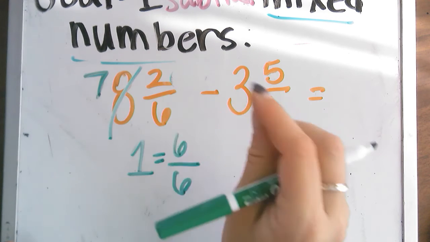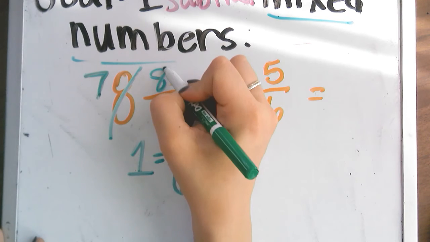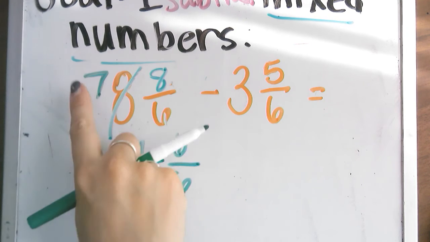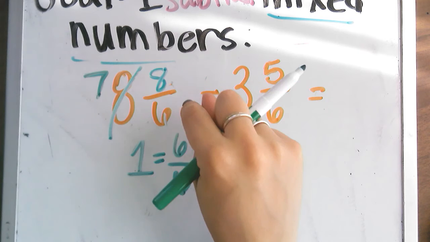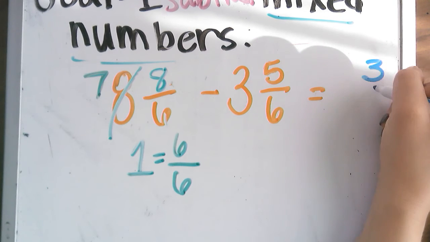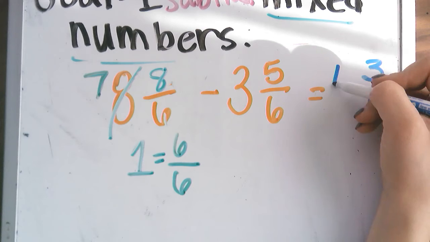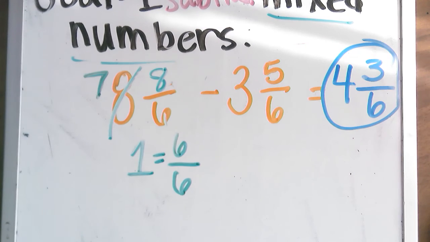So I need to add that on here. So 2 plus 6 would be 8. I have 8/6 now. So 7 8/6 minus 3 5/6. Now I can look at my sixths. 8 minus 5 is 3. So I have 3/6. And then I have 7 minus 3, which is 4. So my answer would be 4 3/6.